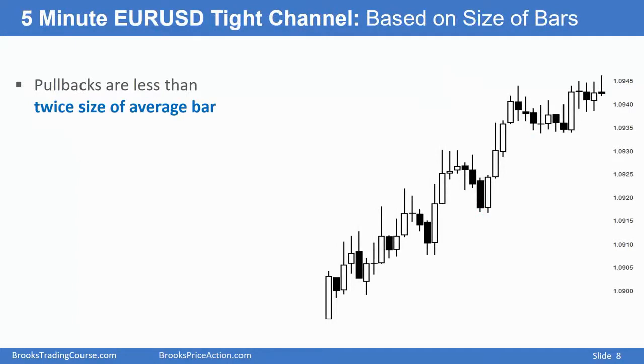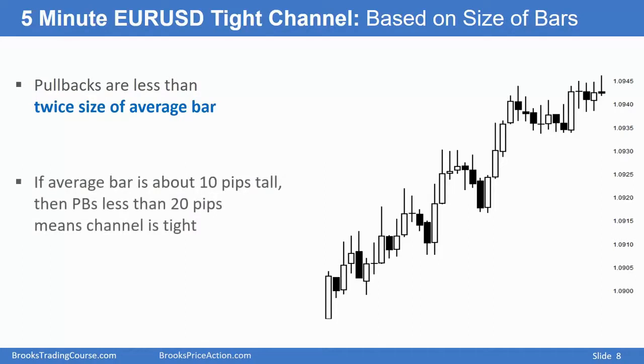Look at this chart of the euro versus the dollar, a 5-minute chart. All the pullbacks are less than twice the size of an average bar. If an average bar on this chart is about 10 pips tall, the pullbacks are all less than 20 pips. And that is one of the criteria I use to determine whether or not a channel is tight. When that is the case, the channel is tight.